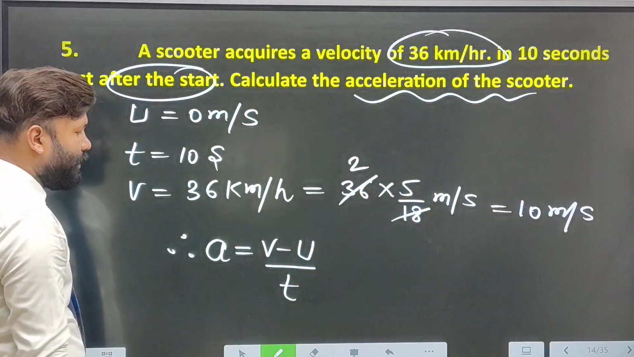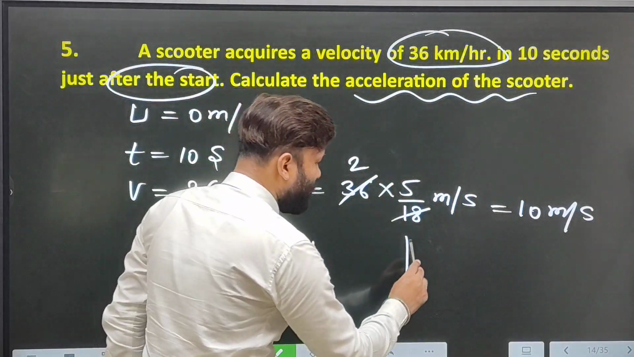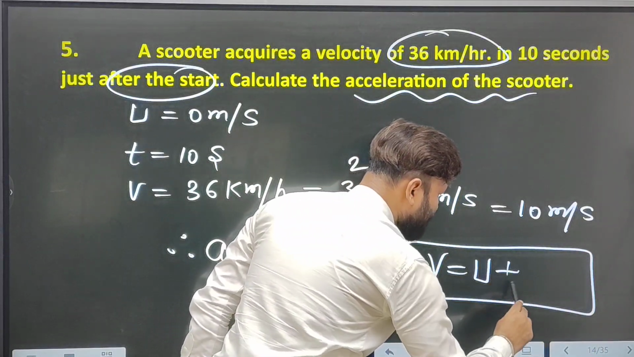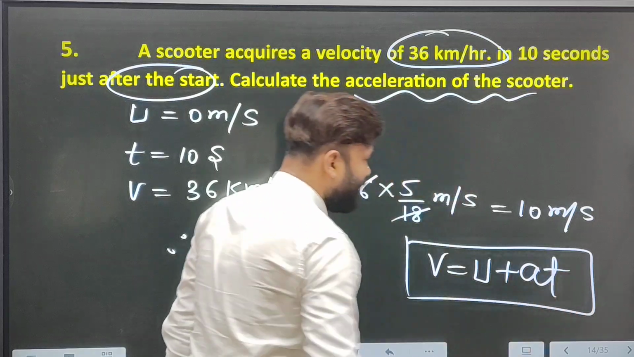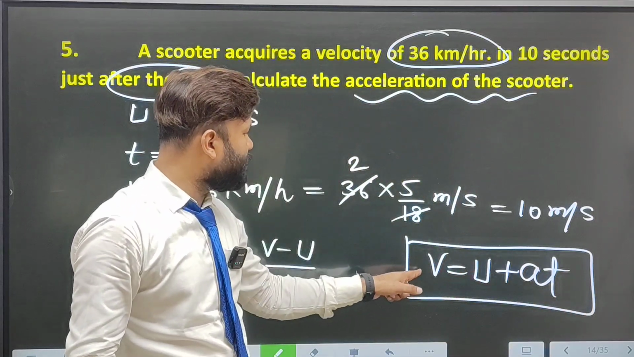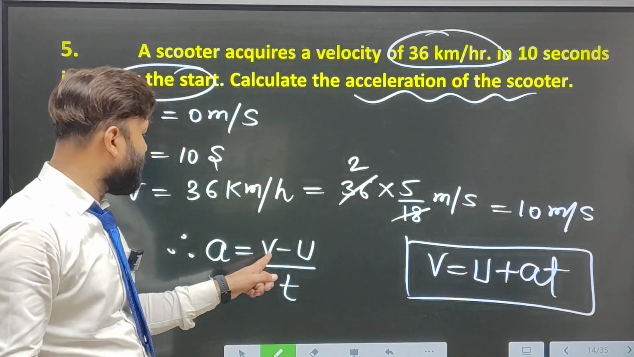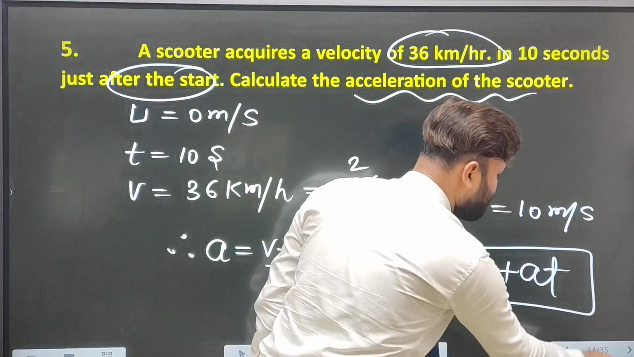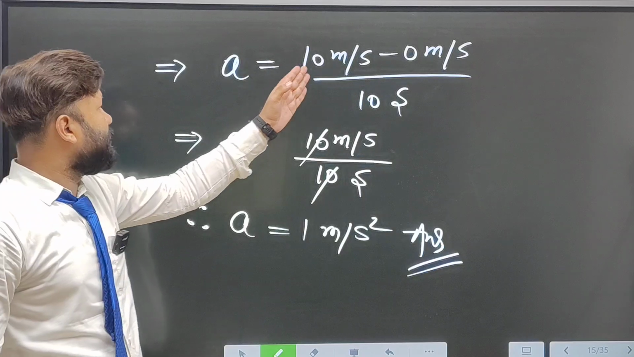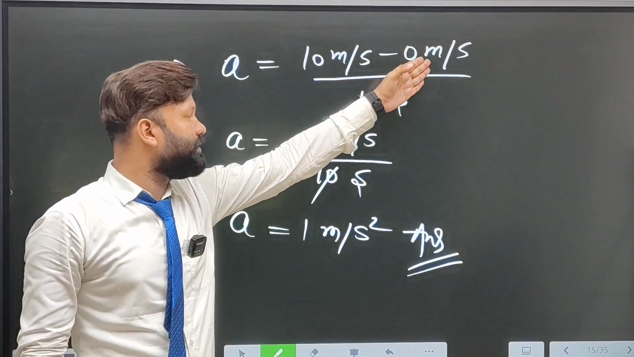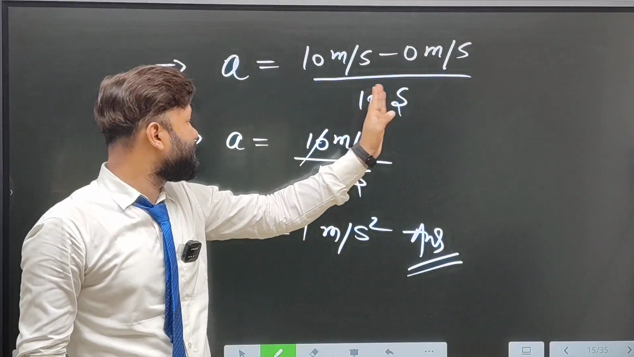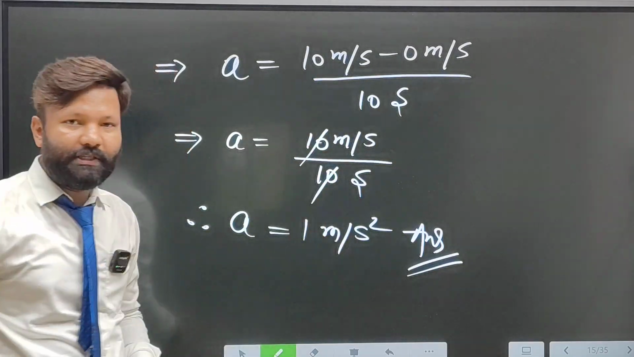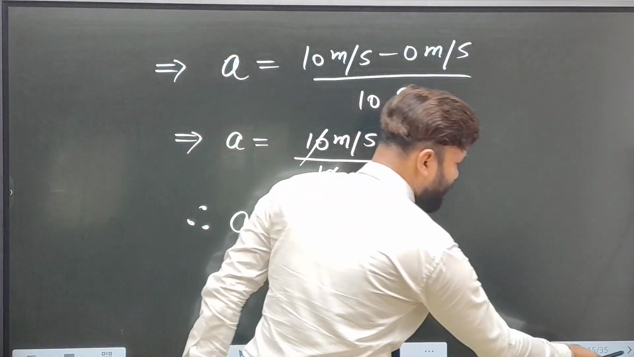Now acceleration is equal to v minus u by t. Either you can go with this equation directly, or v is equal to u plus at. So this u will come to this side, so v minus u, t will come in denominator, so acceleration is equal to v minus u by t. Now v is given, 10 meter per second, minus u is given, 0 meter per second, divided by 10 second. 10 and 10 cancel, so 1 meter per second square. This is the answer. Let's move to the next question.